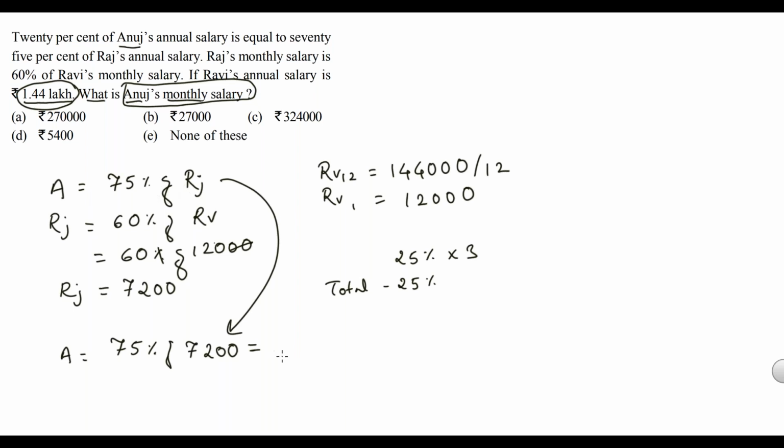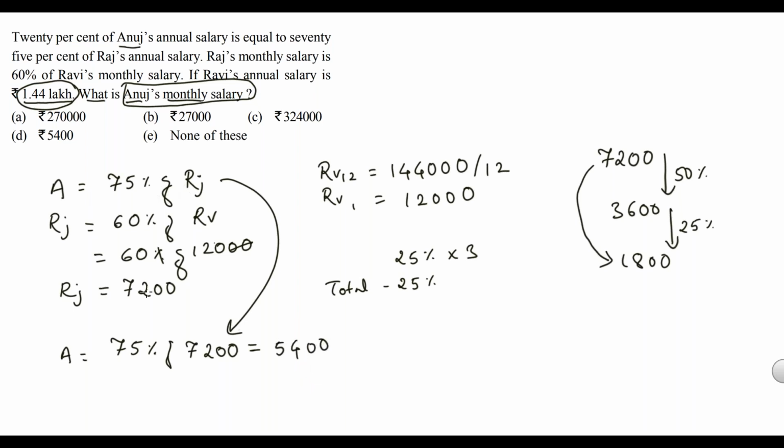So what is 25% of 7,200? See 7,200. 50% means half. Half of 7,200 is 3,600. So 25% is another half, 1,800. Right? So 7,200 minus 1,800 leaves 5,400. This is the monthly salary of 5,400. This is the monthly salary of Anuj.